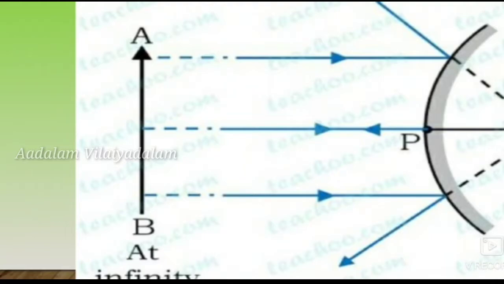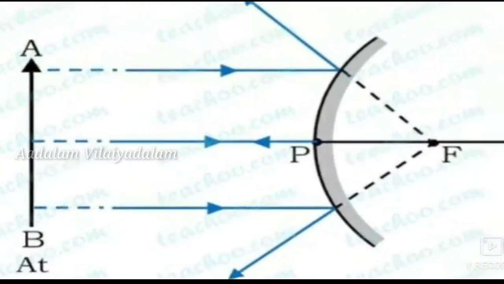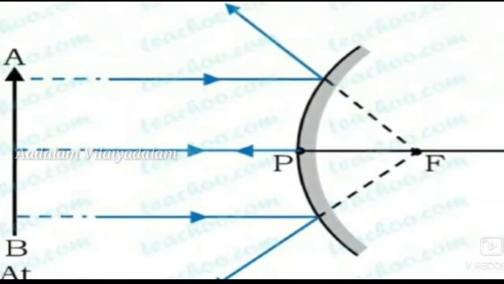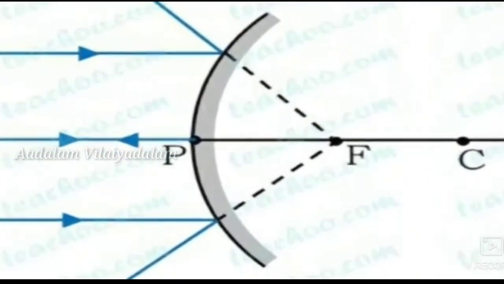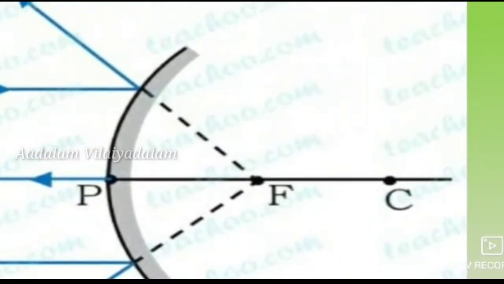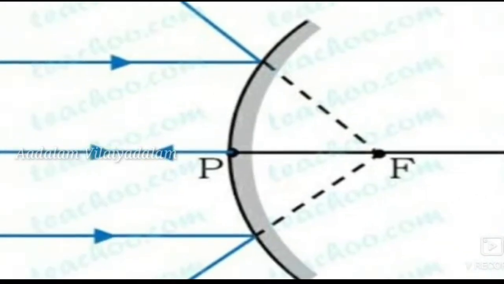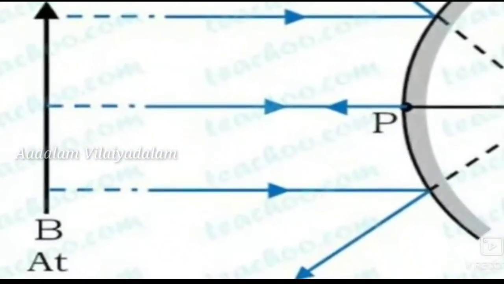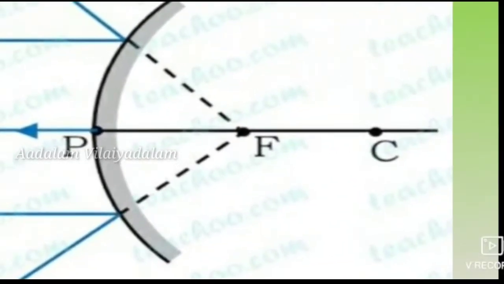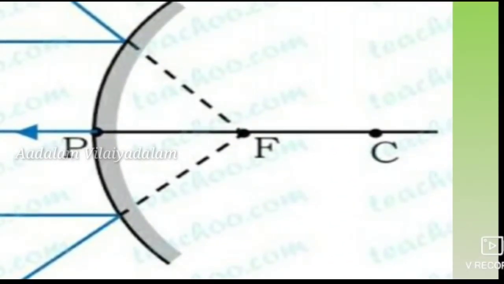We have to place the object at infinity. There is no definite place for that, so it is denoted as infinity. If we place the object AB at infinity, we will get the image at the focus point F.